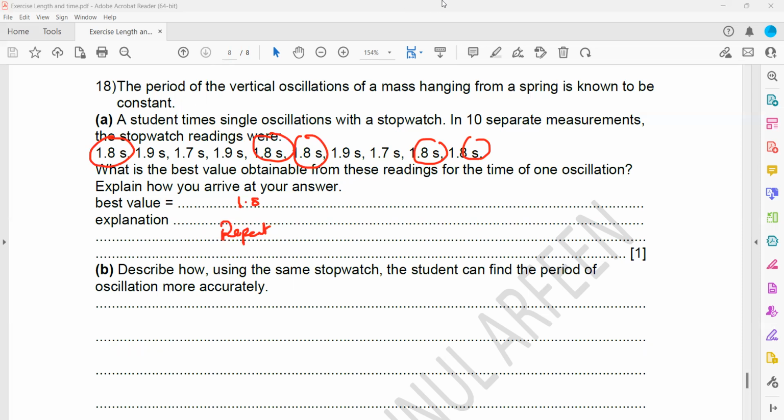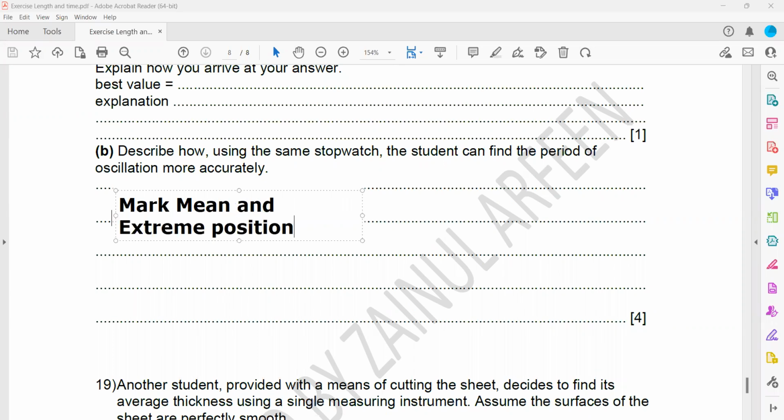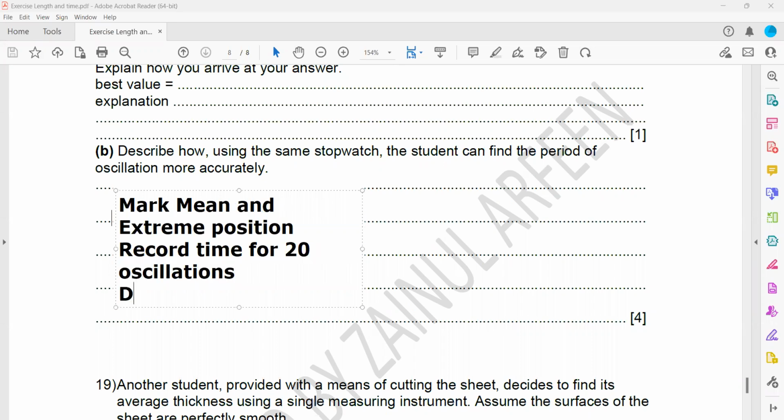And how can we find the period of oscillation more accurately? First, we always mark the mean and extreme positions. Then we will record the time for 20 oscillations. Then we will divide the time recorded by the number of oscillations.